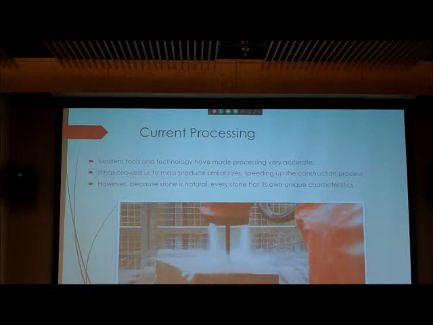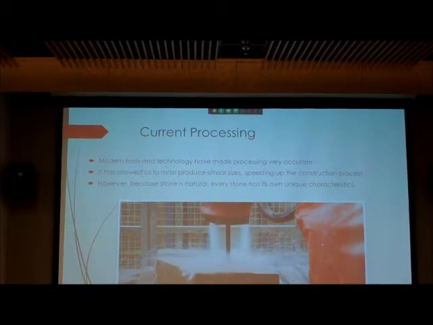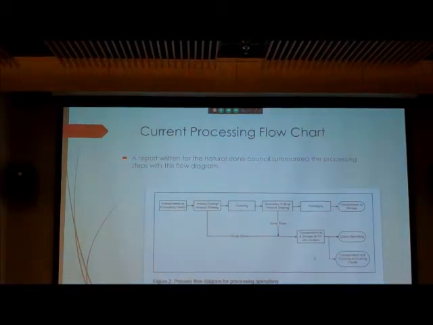A lot of stone is natural, so every stone is different. You can't cut every one the same way. They don't all look the same. The current processing flow chart.